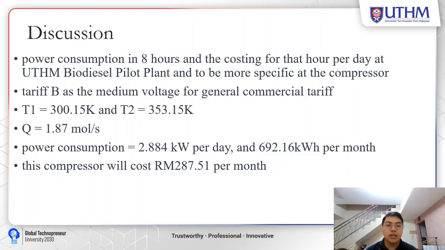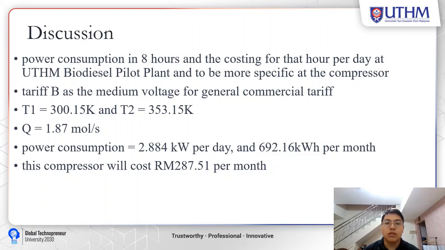In order to determine its costing, we have to determine the T1 and T2, which are the temperatures before entering and leaving. So the result of both shows that T1 is equal to 300.15 Kelvin, and T2 is equal to 353.15 Kelvin, and it is found that the free air delivery is equal to 0.042 meter cube per second for each meter cube.